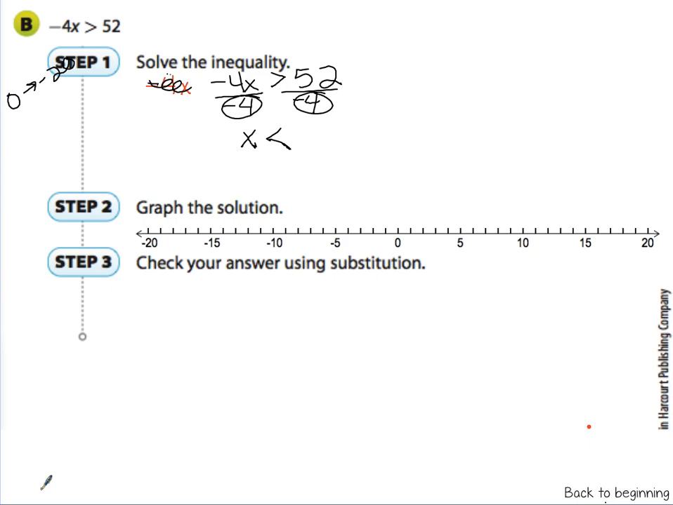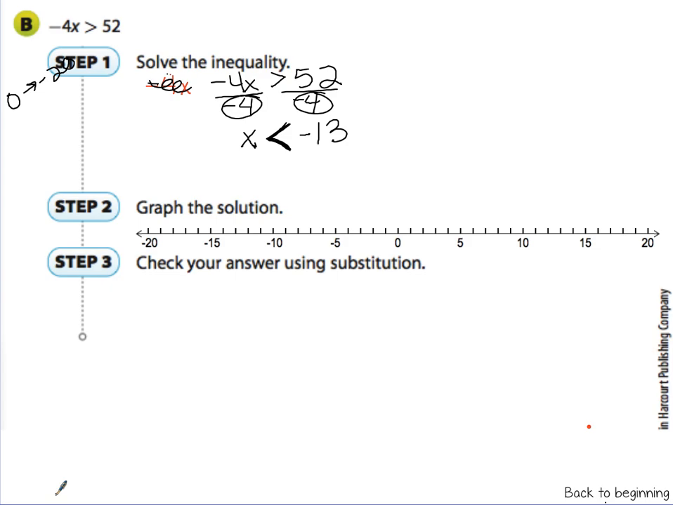So I know that x is going to be by itself. I have to flip my sign. And I know that 52 divided by -4 is going to be a -13. So when I realize that my sign has been changed, that should be your clue that your inequality symbol should have been flipped. So when the sign of your number changes, your inequality symbol should have been flipped.